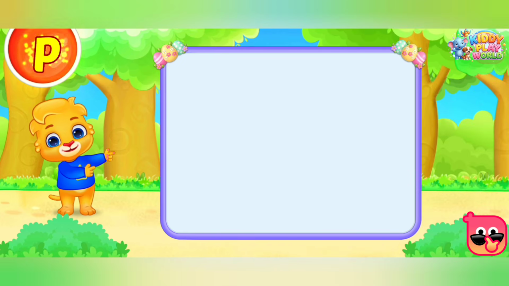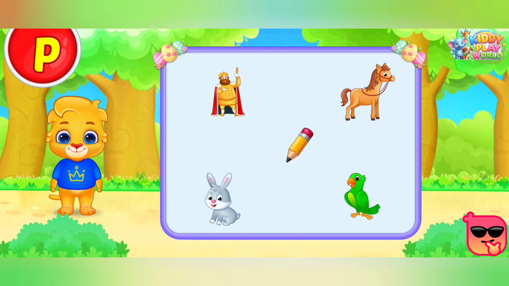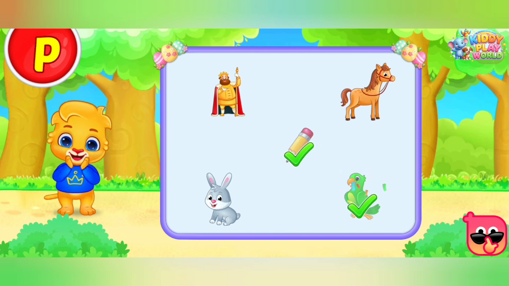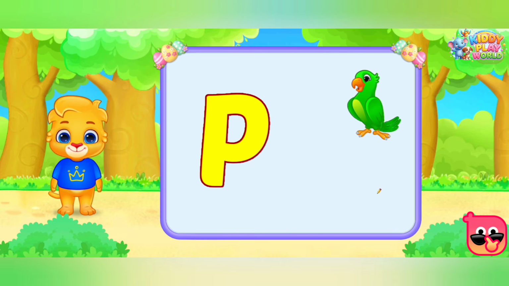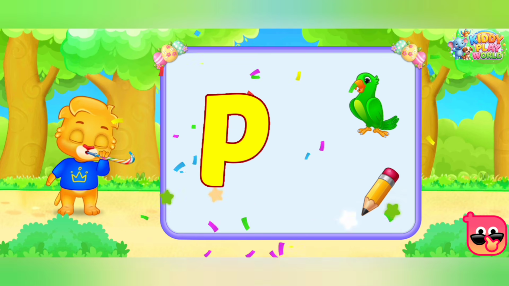Tap the picture that starts with letter P. P is for parrot. P is for pencil. Well done!